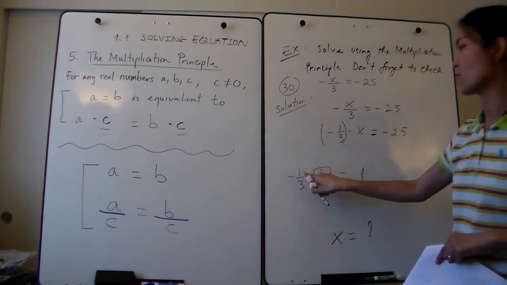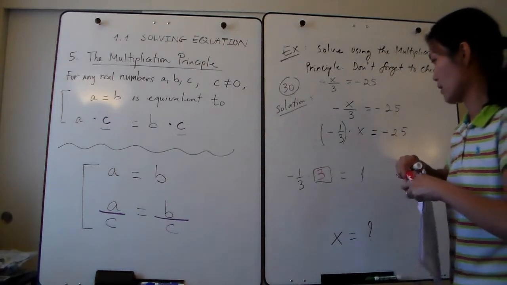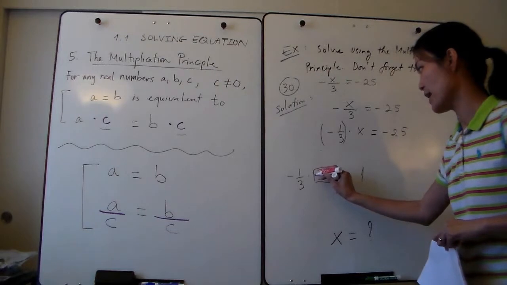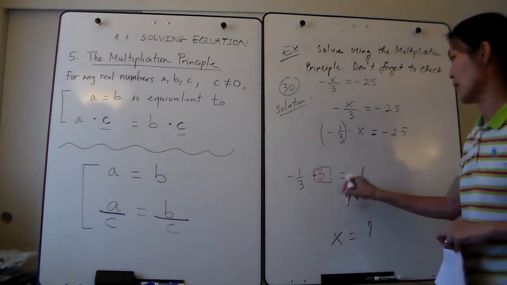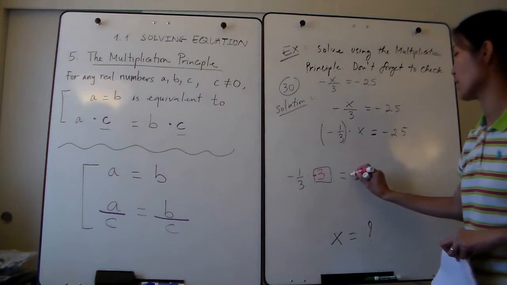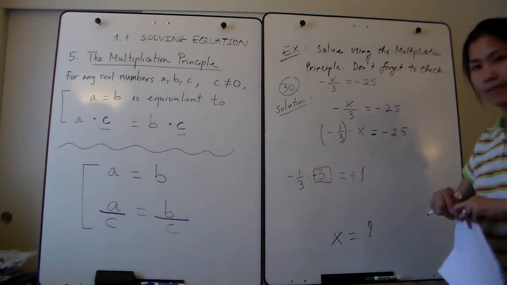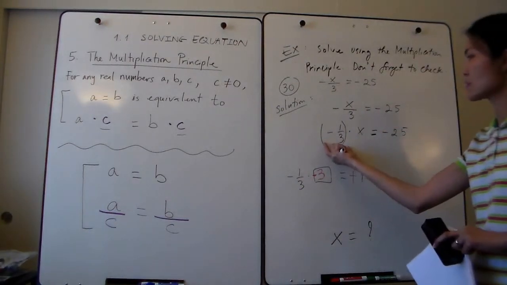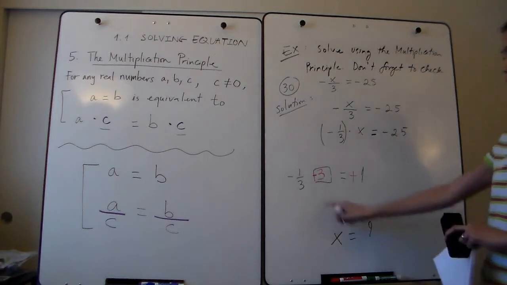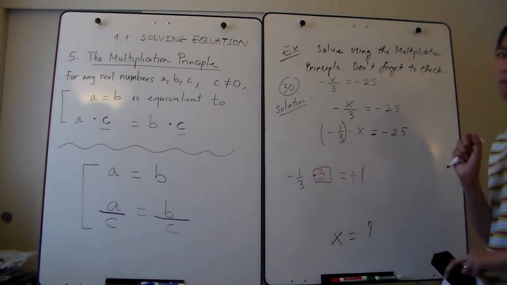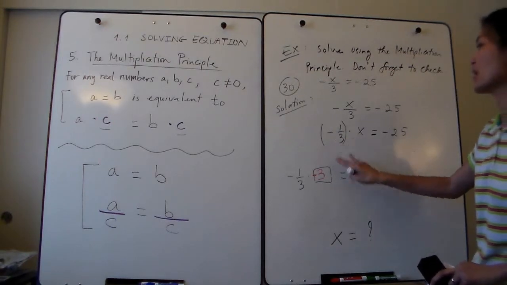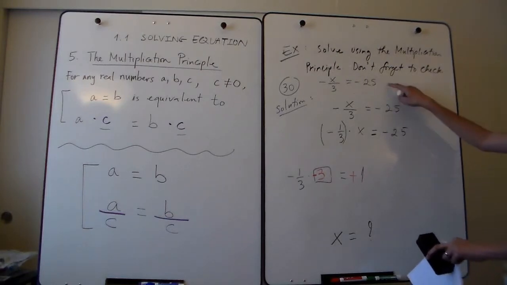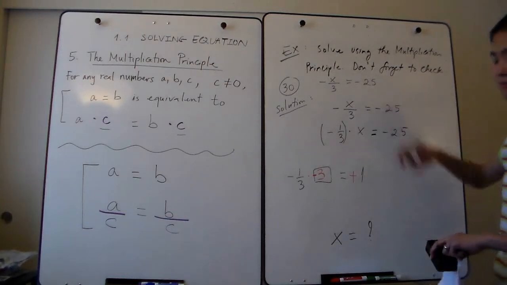3 times negative 1/3 is 1, right? Yes. If you want to be correct, we have to put a negative here: negative 3. That will make negative times negative positive. So now I know that to convert this coefficient to 1, I need to multiply by negative 3. Not only on the left-hand side, I need to multiply by negative 3 on the right-hand side too, so that this equation is equivalent to the original equation.